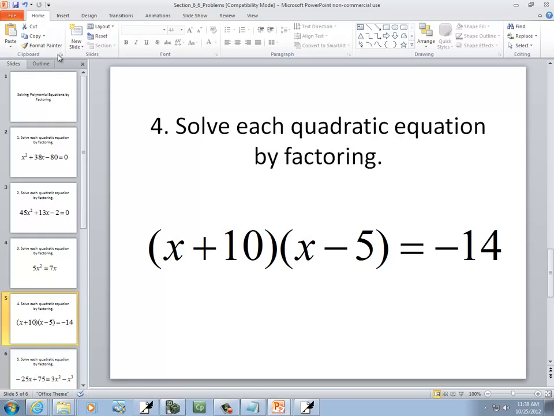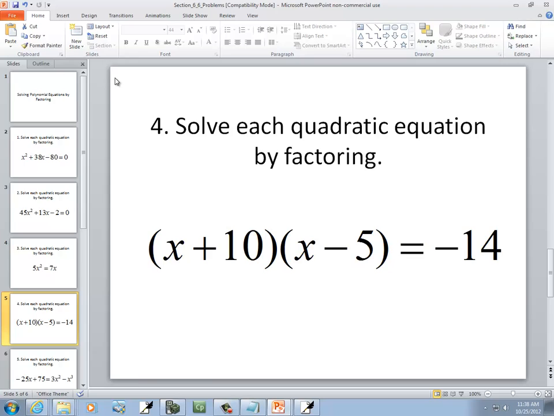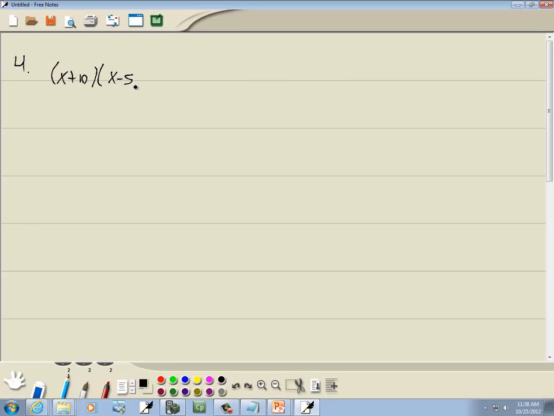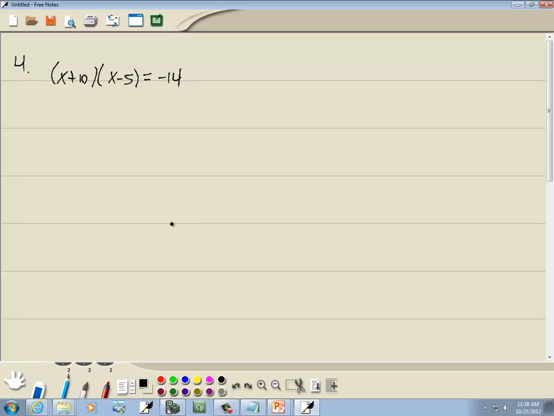So number 4. We have x plus 10 times x minus 5 equals negative 14. And we're wanting to solve these again. Well, zero factor property. It says you have to have 0 on one side. This looks like it's already factored and ready to set each one of these equal to 0, but it doesn't work because we don't have 0 on one side. So what we actually have to do is we have to get rid of the parentheses, take negative 14 over the left side, then refactor it.